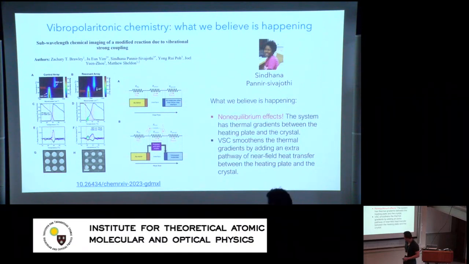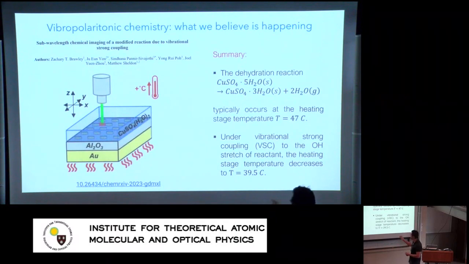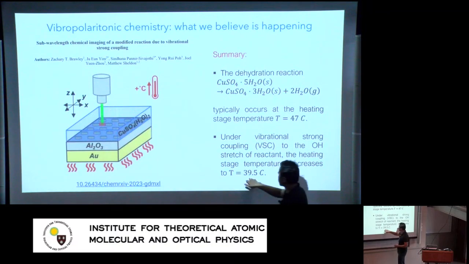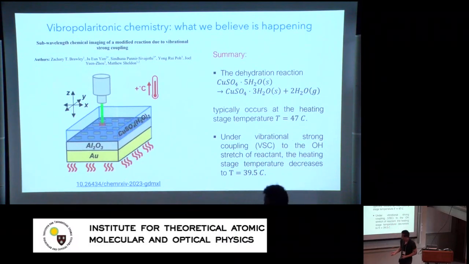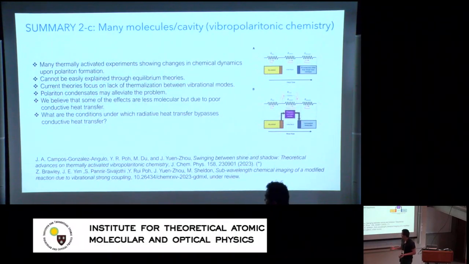So the only possibility we came up with was a heat transfer model that I think is very reminiscent of what Daniele Fausti showed, where we are arguing that maybe these systems have very poor heat conductivity, and the vibrational strong coupling is creating additional channels of heat transfer, namely radiative heat transfer, that allow you to homogenize the temperature across the sample. So in principle, the real transition temperature is not changing. It's close to 39.5 always, but from the heating stage, it looks like it's 47 when you don't have vibrational strong coupling. I know it sounds crazy, and I believe it's a bit crazy, but I don't know what else I can come up with.